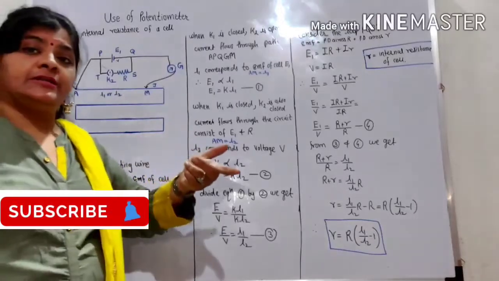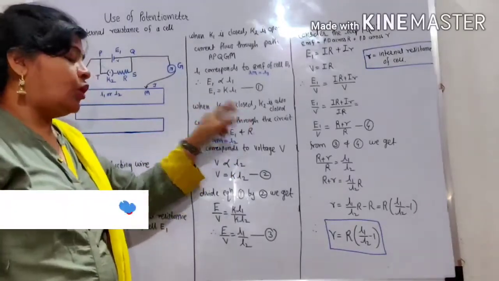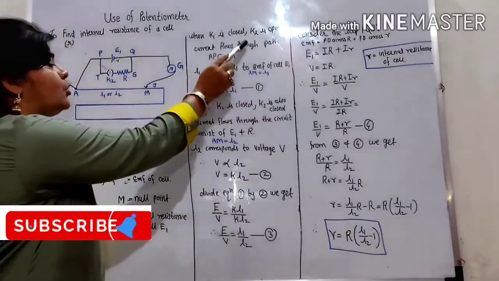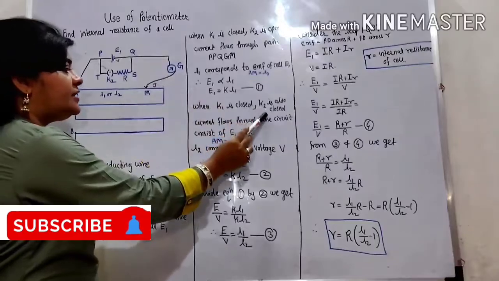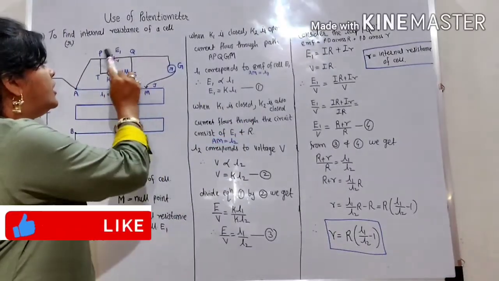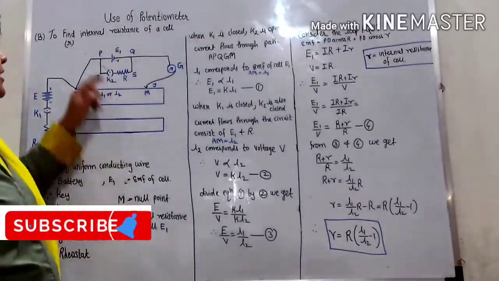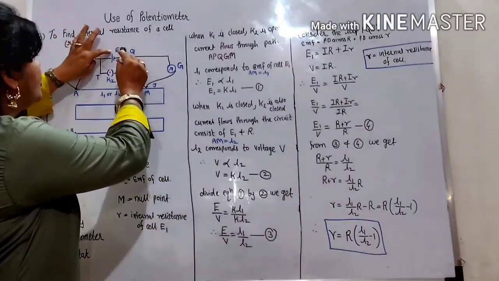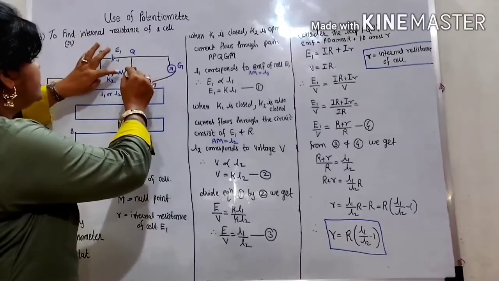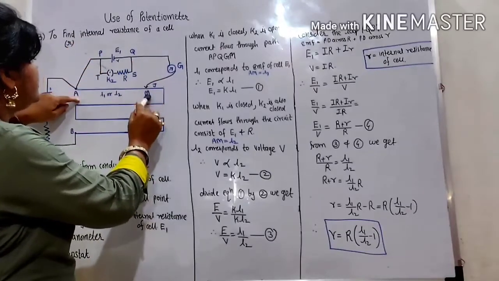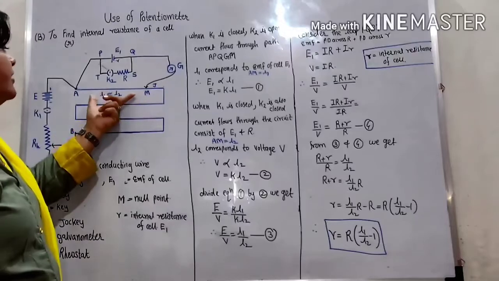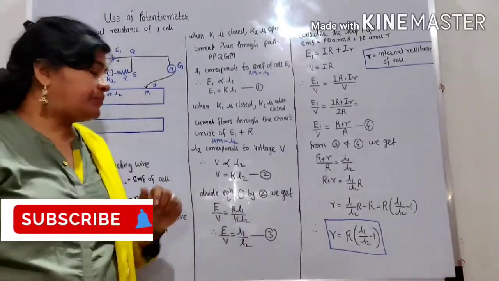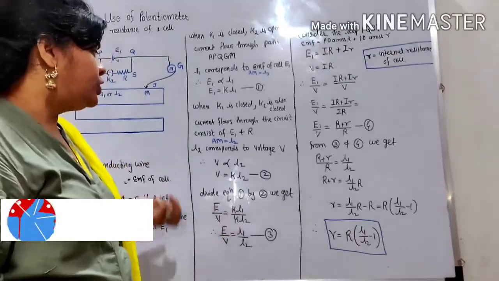Now the second procedure: K1 is closed, already it is closed, and now K2 is also closed. Previously it was open, now it is closed. When it is closed, current flows through this loop. When current flows through this loop, a potential difference because of this battery is produced across the resistance, across these two terminals. That potential difference V is directly proportional to the length AM, and that length is taken as L2.